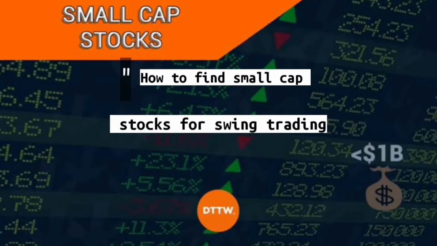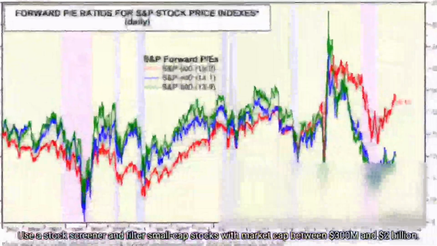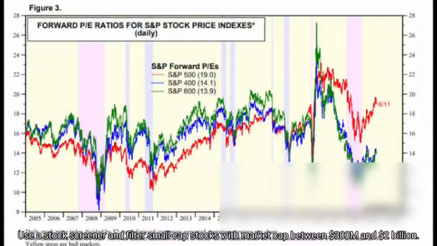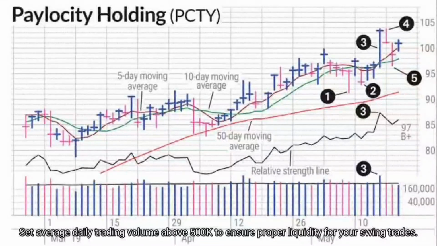How to find small cap stocks for swing trading. Follow the instructions. Use a stock screener and filter small cap stocks with market cap between $300 million and $2 billion. Set average daily trading volume above 500K to ensure proper liquidity for your swing trades.